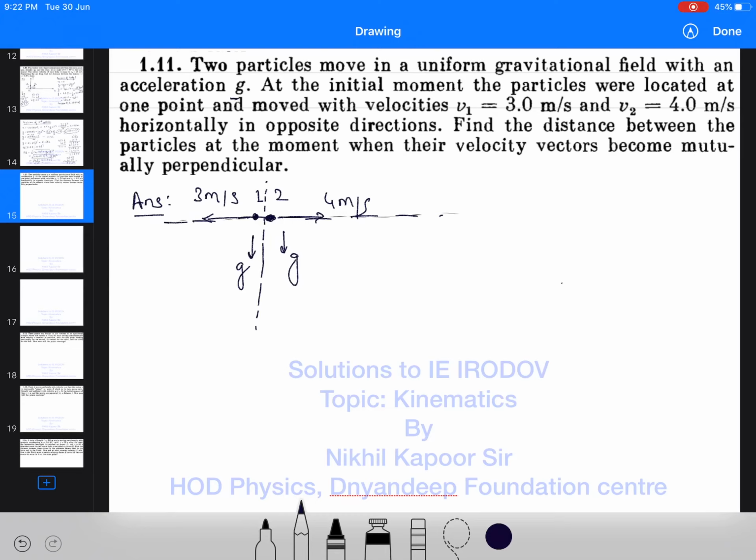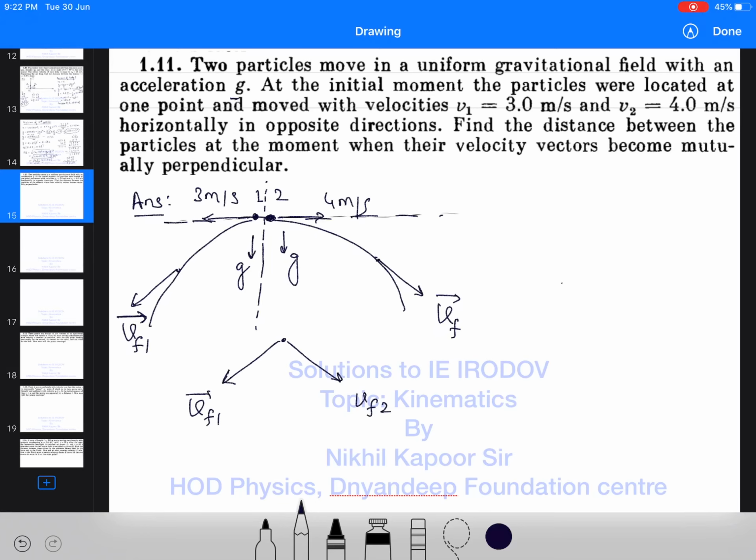Now we know that due to gravity, the motion of both particles will be projectile motion, and they will go like this, and this particle will go like this. There will be a moment when the final velocity of particle 1 and the final velocity of particle 2, if you join their tails, the angle between them may be 90 degrees at some instant during their motion. We need to find that instant, because they are thrown simultaneously, so obviously the time instant at which they become perpendicular will also be the same.